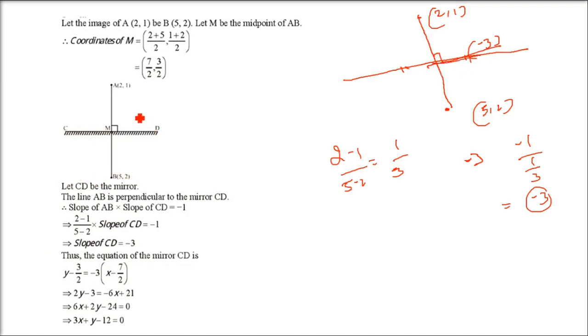So we have got the slope of the line. Now the mirror also passes through the midpoint of AB, since it is the perpendicular bisector. So what is the midpoint? (2 plus 5) by 2, that is 7 by 2, and (1 plus 2) by 2, that is 3 by 2. So the line CD passes through (7/2, 3/2) and the slope is minus 3. Using y minus y1 equals m times (x minus x1): y minus 3 by 2 equals minus 3 times (x minus 7 by 2). The equation will be 3x plus y minus 12 equals 0.